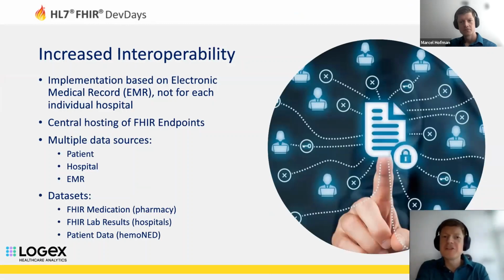In order to increase interoperability, we have mapped the multiple data sources and datasets, including patient medication data and lab data, to a standardized dataset to be used by the HemoNet registry. This mapping is based on the hospital's electronic medical record and not on the hospital itself. The electronic medical record in this project is the leading one in the Netherlands. We have created a standardized FHIR endpoint for each organization, which is hosted by us. In that way, we can easily replicate the setup for other hospitals in the future.